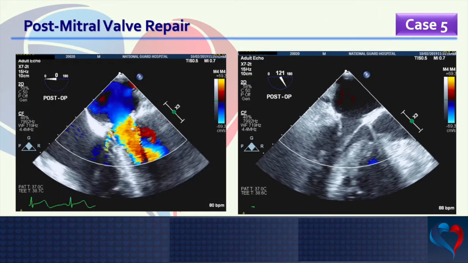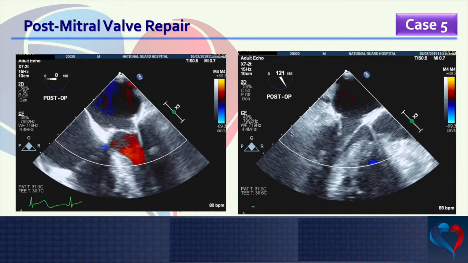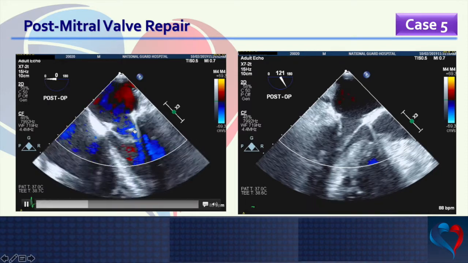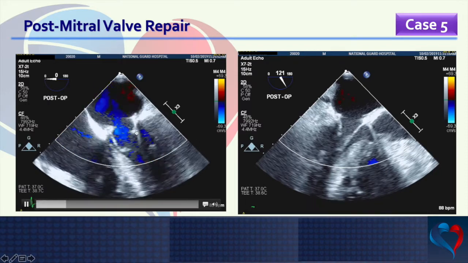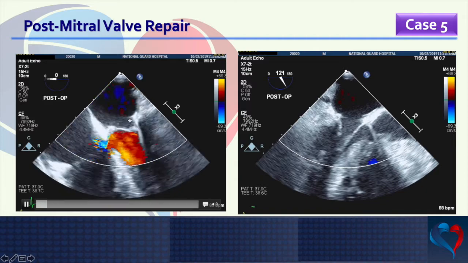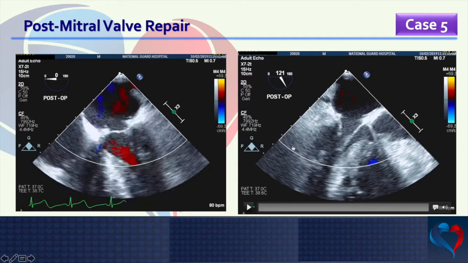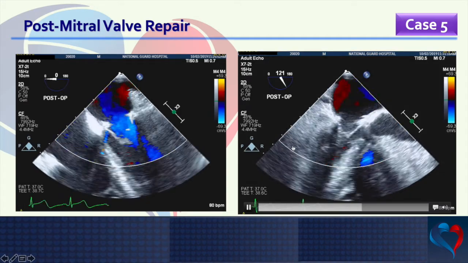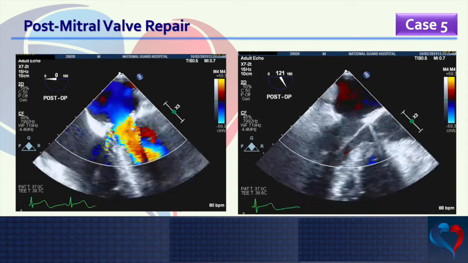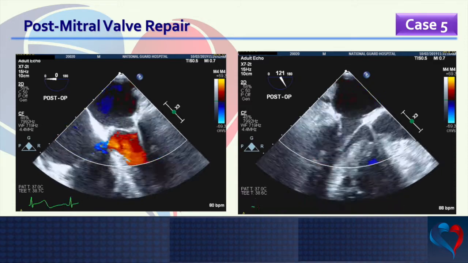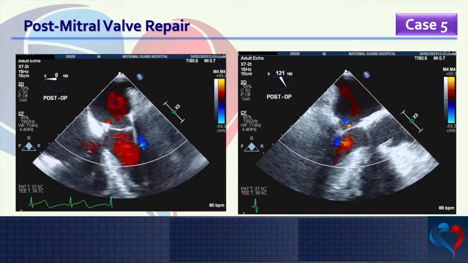This patient underwent successful repair, and the posterior leaflet is no longer protruding into the left atrium, and the mitral valve is nice and competent. So this is a successful repair documented by this transesophageal echocardiography.